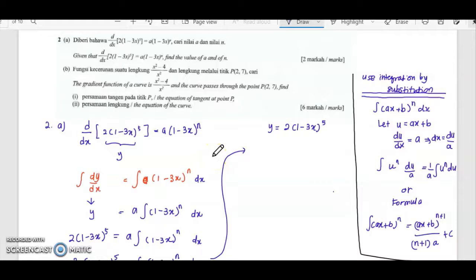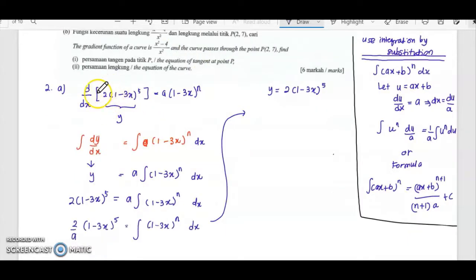Given that d over dx of 2 times (1 minus 3x) to the power of 5 is equal to a(1 minus 3x) to the power of n, find the value of a and of n. Okay, so this part, bila dia buat macam ni, dalam bracket ni sebenarnya adalah sama dengan function y. So this is the function y. Okay, so cara dia, y kat sini kita gantikan lah. Letak y lah maknanya kat sini kan.